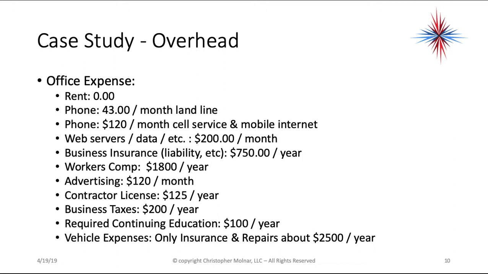This contractor has a very good rate on insurance. Workers' comp, again, it's required. It's about $1,800 a year at a minimum. Okay, and the minute you add employees that is not yourself, that goes much higher. Advertising, about $120 a month. And again, that's a planned expense, so that's in overhead. Contractor license in the state of Florida, it's every 2 years, but we're going to plan about $125 a year.